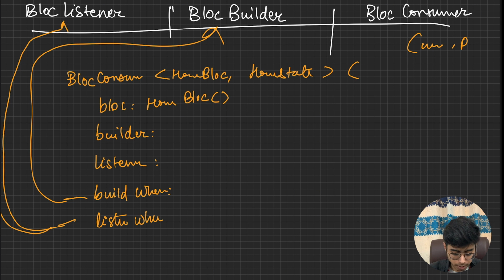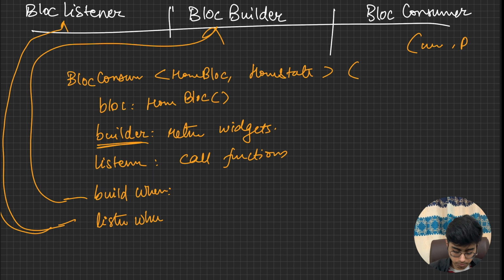In builder you can define when you want to return some widgets based on the states that you're getting. Let's say you get a success state, then show the page. You get an error state, then show the error widget. If you got a loading state, then show a loading bar, right? So this builder will return widgets. This listener will call functions, right? So builder builds the widgets, listener calls the functions.